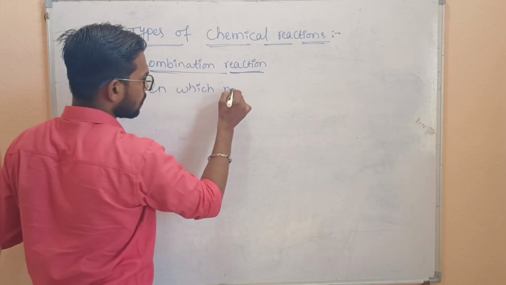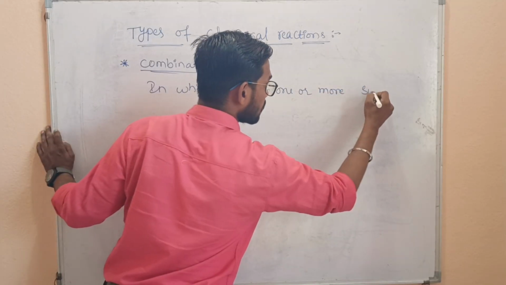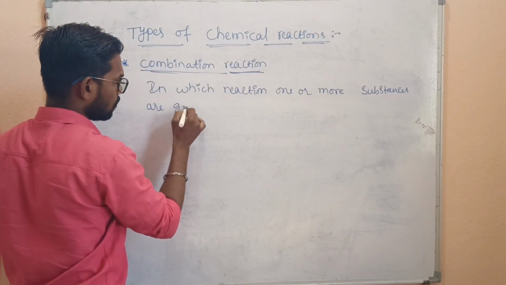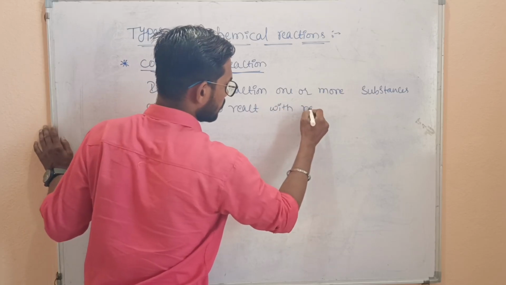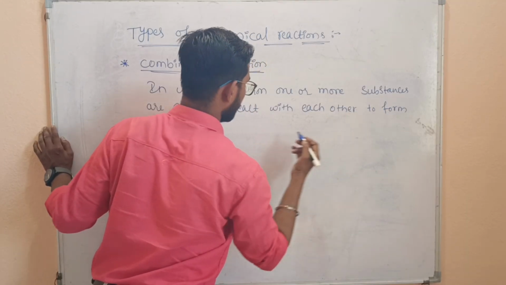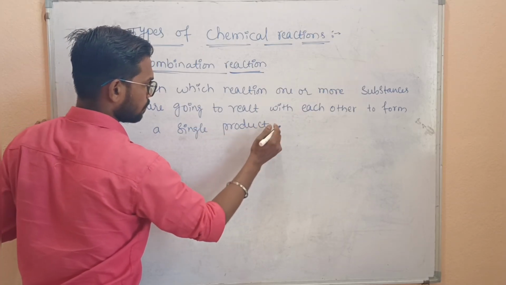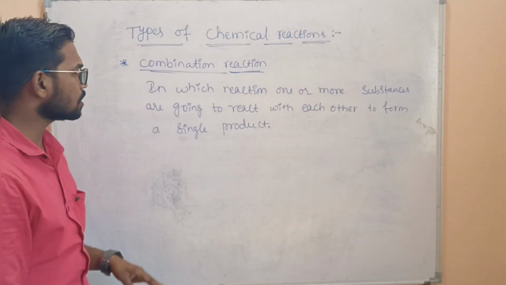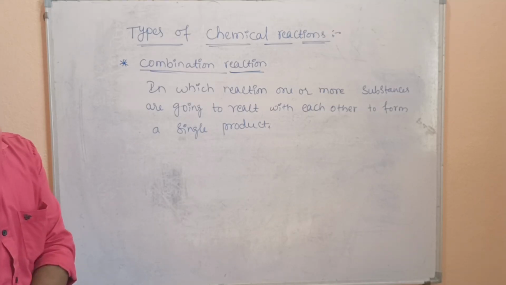So the definition of a combination reaction is: the reaction in which one or more substances react with each other to form a single product. It is known as a combination reaction.